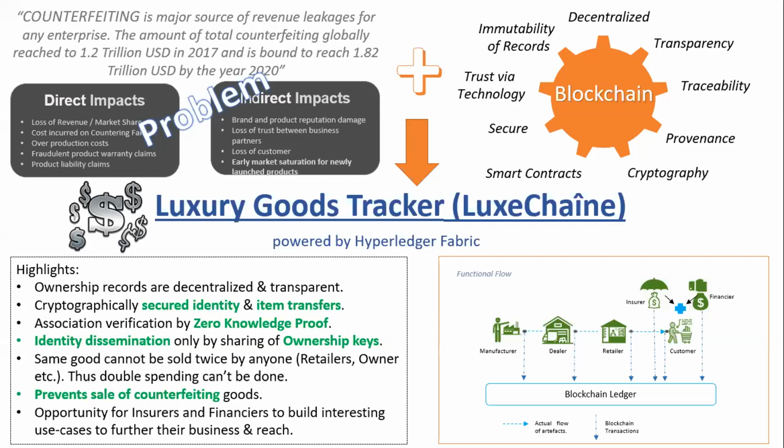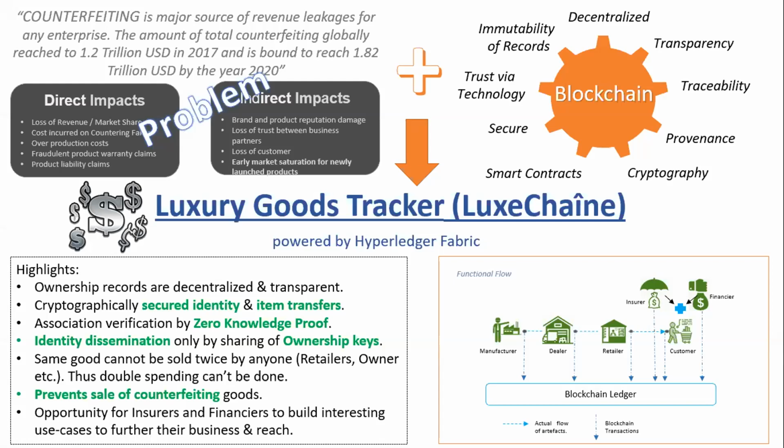For this hackathon, we have chosen to help solve the problem of counterfeiting of luxury goods. It is a major pain area for manufacturers, sellers, insurers, and financiers across the globe. It has some direct and indirect impacts for a brand, such as loss of revenue, damage to product and brand reputation, and unwarranted product warranty and liability claims. It is pegged at $1.82 billion of revenue leakage this year for enterprises. But now blockchain presents a unique and genuine approach to tackle the problem of counterfeiting. We will showcase that Luxury Goods Tracker, as we named it, is a viable solution for tackling counterfeiting.